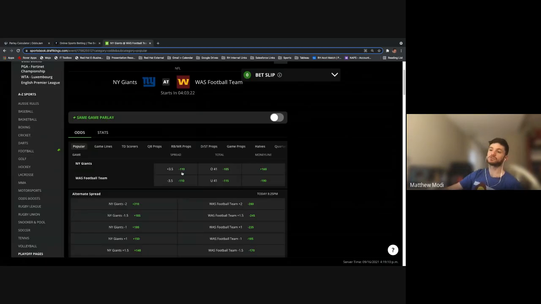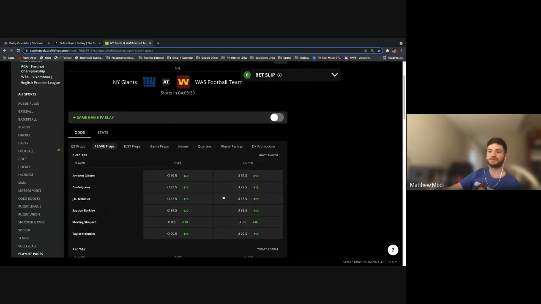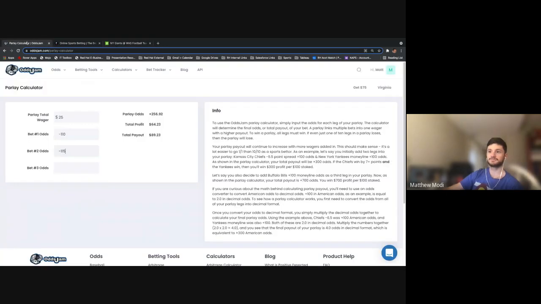And Saquon Barkley, something just doesn't seem right with that. I think he's going to go under his rushing total. Under 39.5, minus 110. There you go. You bet $25, you'll win 145. Or sorry, yeah, you'll win 145. You'll profit 145, and you make 170.